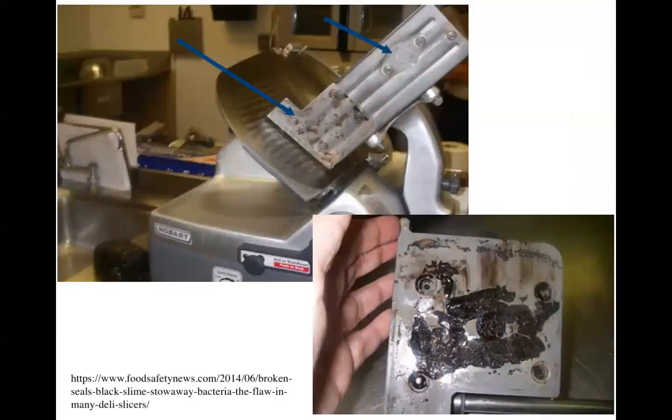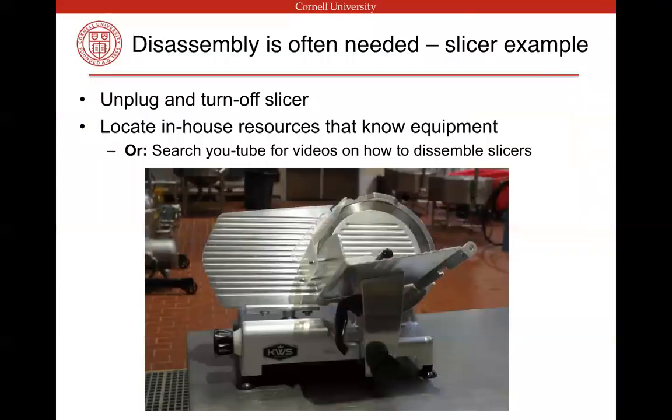Deli slicers oftentimes aren't properly disassembled for cleaning, and as a result, you have a lot of buildup of nasty stuff, including Listeria. So a deli slicer is actually a great example of disassembly. When you're doing cleaning and sanitation, you should definitely be disassembling the equipment so that you can properly clean and sanitize.